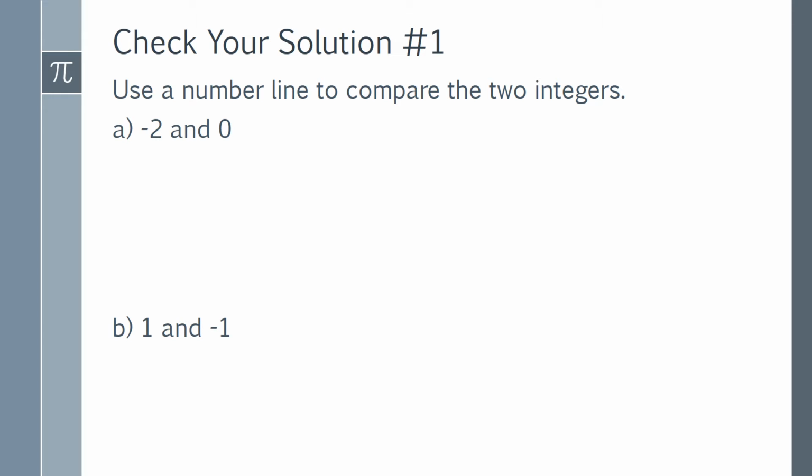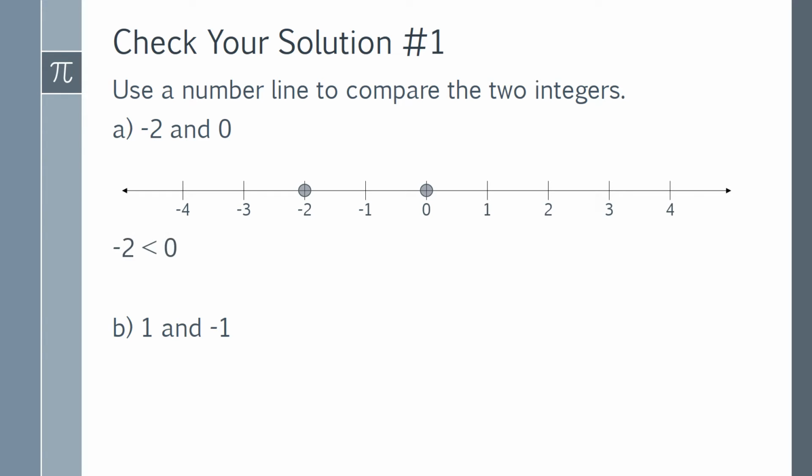Let's start with part A. We are comparing -2 and 0. The first thing we need to do is draw a number line. Then we can graph the 2 points on the number line. Once we've graphed the points, we can see that -2 is to the left of 0 on the number line. This tells us that -2 is less than 0.